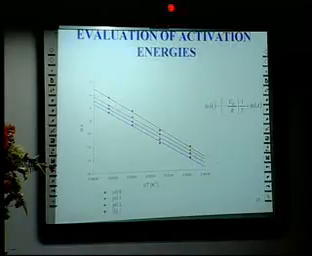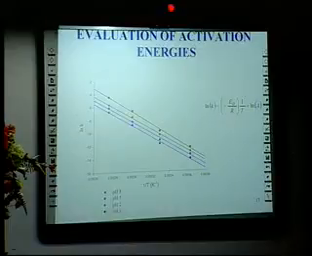The activation energy can be evaluated using the Arrhenius equation. According to this graph, pH 8 shows the lowest activation energy. That means it has the highest anthocyanin degradation rate.